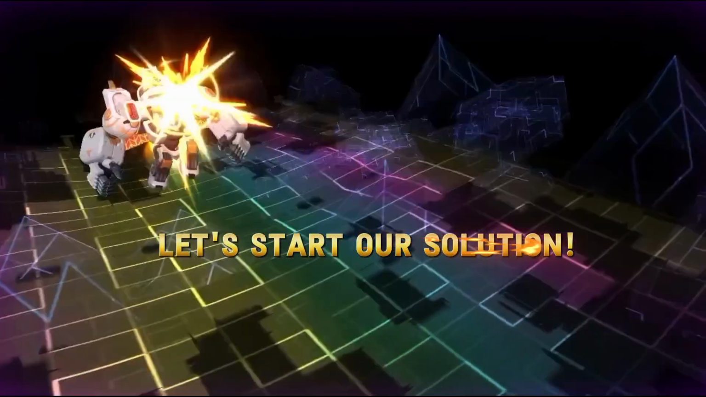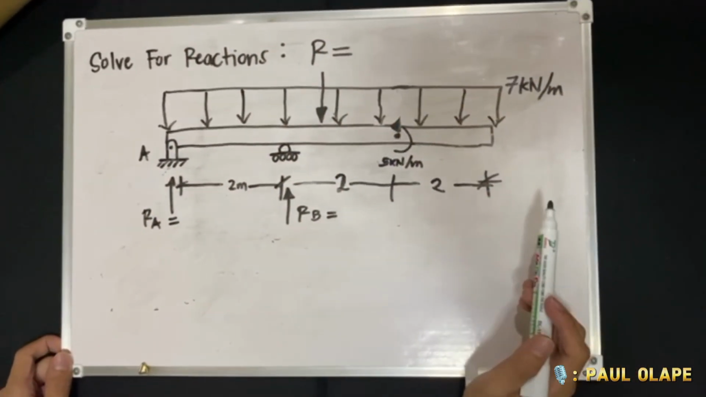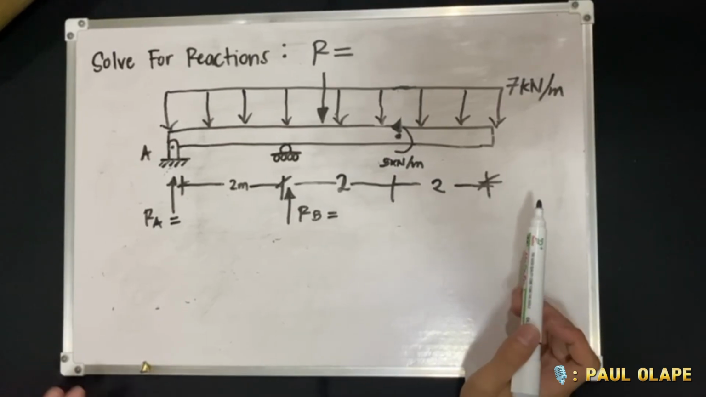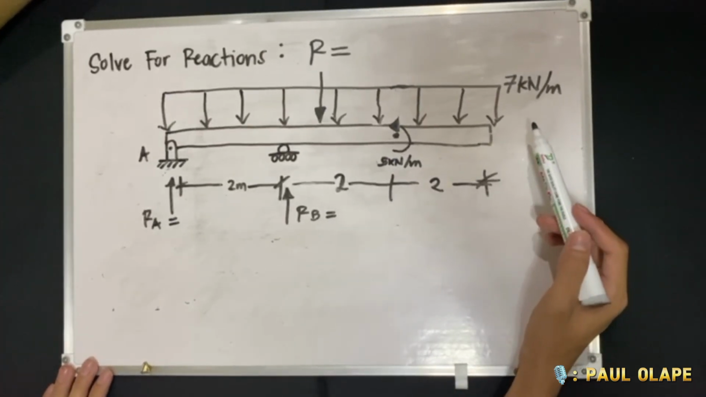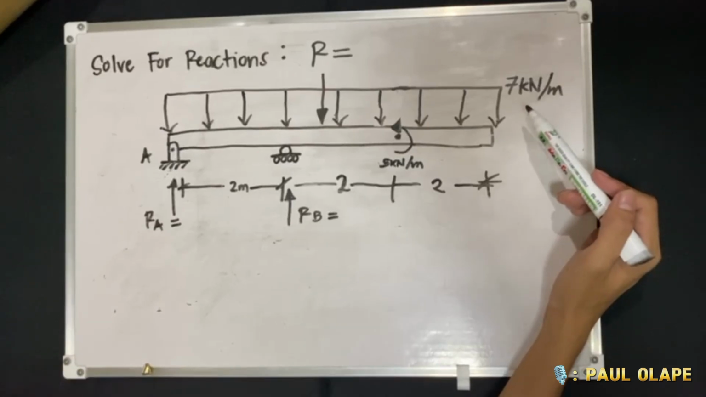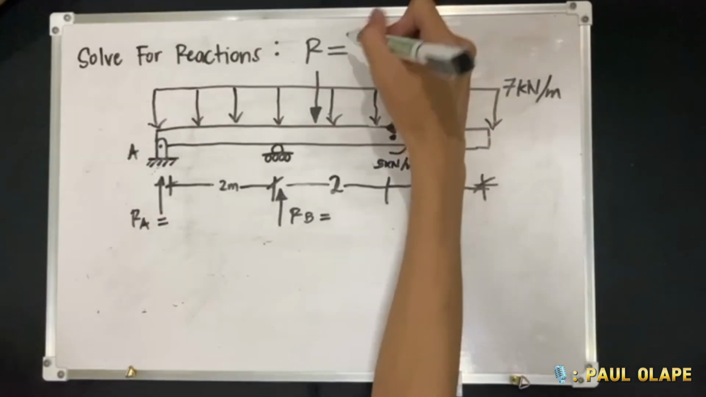Let's start our solution. First, we will get the resultant. To get the resultant, total distance multiplied by the distributed load. So 7 times 6 is equal to 42.